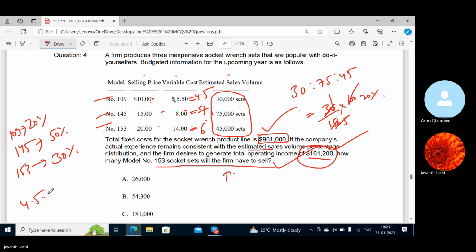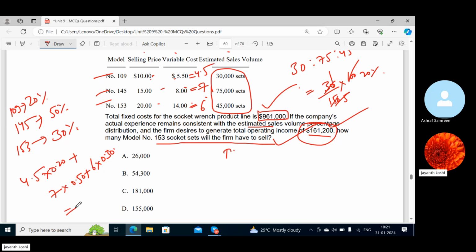4.5 into 0.20 plus 7 into 0.50 plus 6 into 0.30. Can you tell me the weighted average unit contribution margin? 6.2. $6.20, right? What's the total fixed cost? 961 divided by 6.20. Can you tell me what is the break-even point? 155,000.